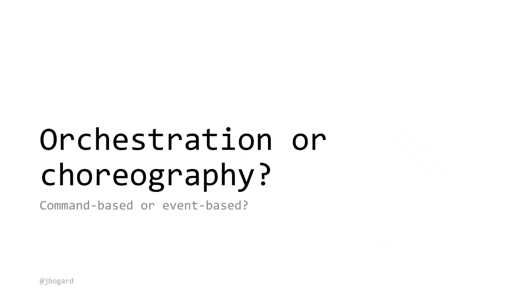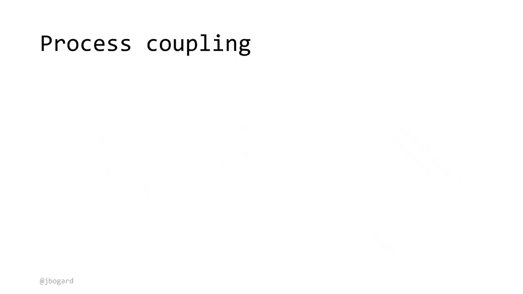And the main difference between these 2 is orchestration is more command-based. That is, the process manager is telling each thing what to do and when to do it. The other one is choreography, where it's more event-based, where I notify systems that something has happened, but they're all performing those steps independent of each other, and they're not really being directed like an orchestrator. And how I choose between the 2 is by looking at process coupling.